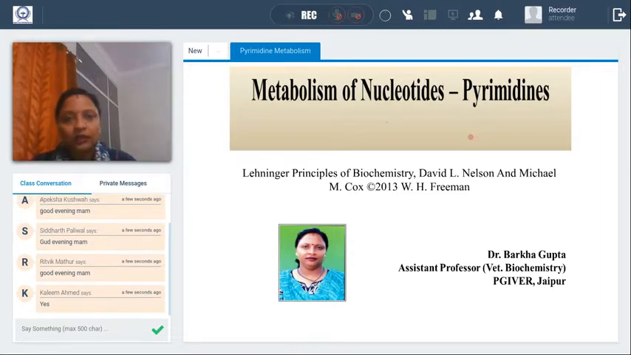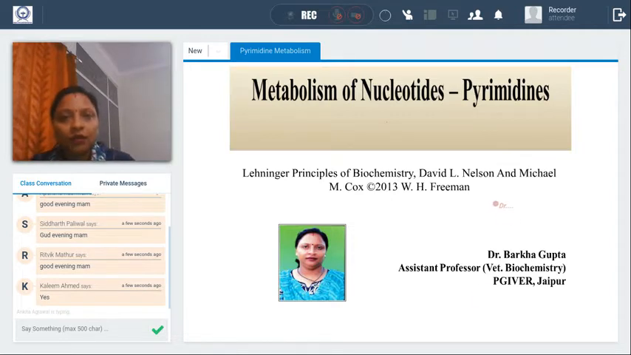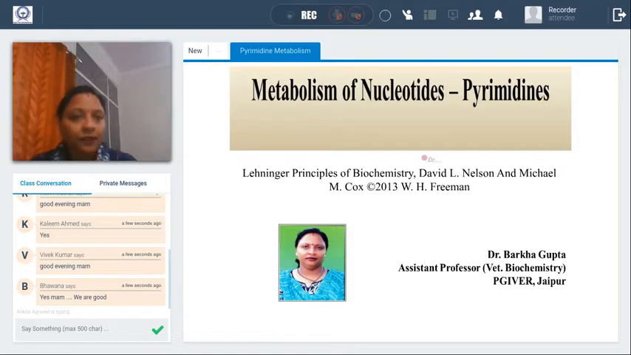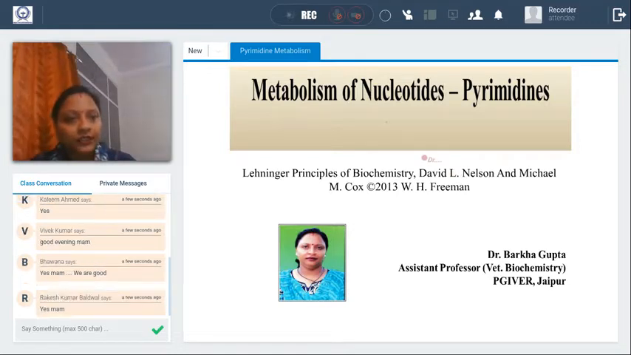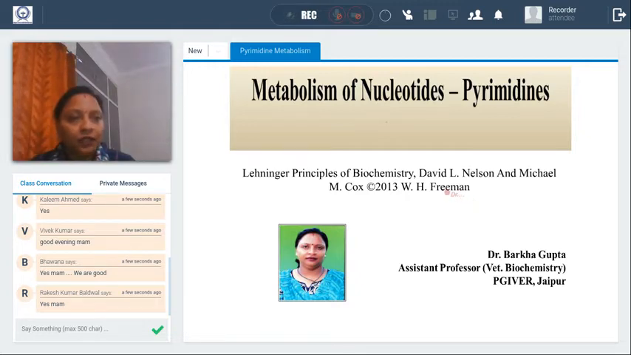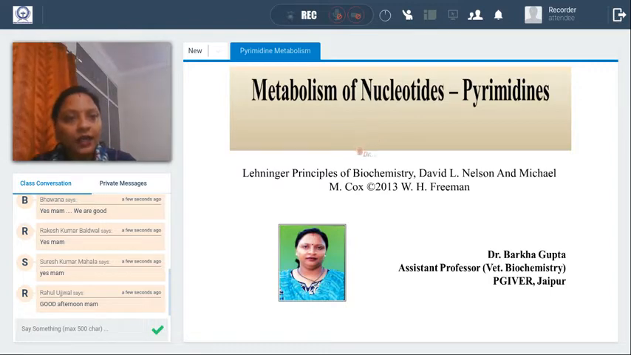Yes, let's start with our topic, that is metabolism of nucleotides or metabolism of pyrimidines. We have already discussed the metabolism of purine in the previous class. Now we will discuss the metabolism of nucleotides, that is of pyrimidine. Metabolism comprises of two things. First is anabolism and another is catabolism, means synthetic processes and degradative processes. So whole metabolism includes both anabolism and catabolism.